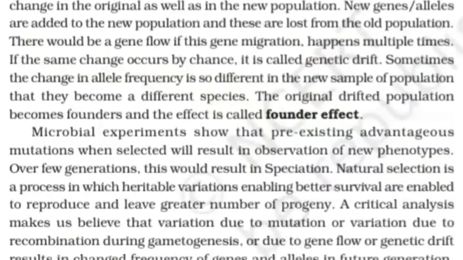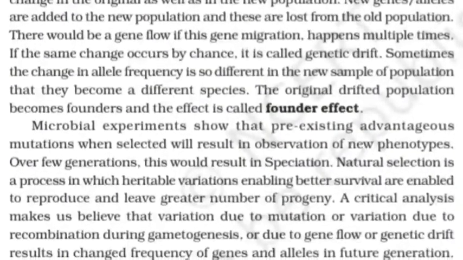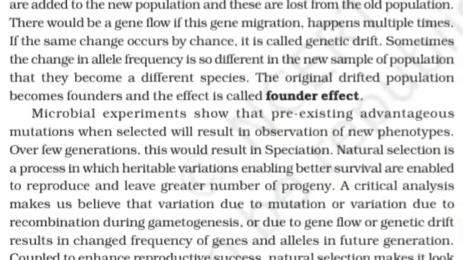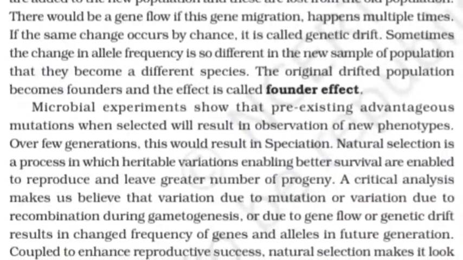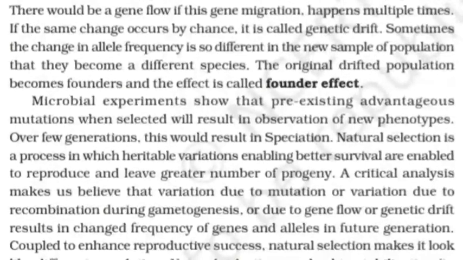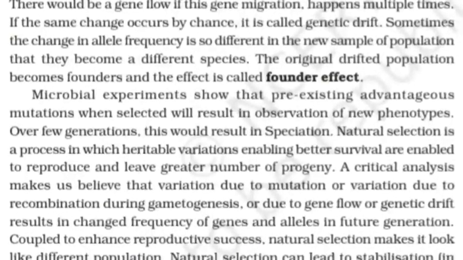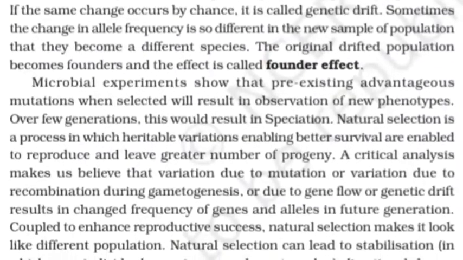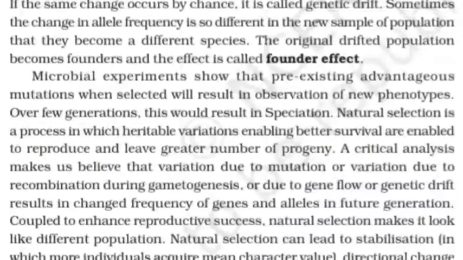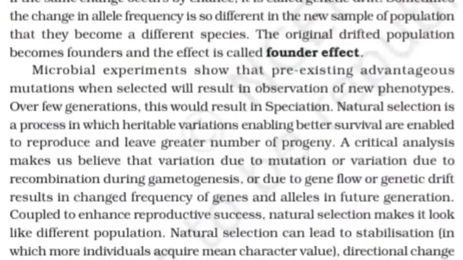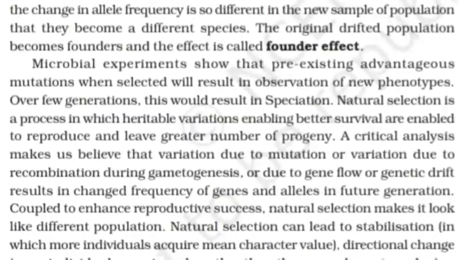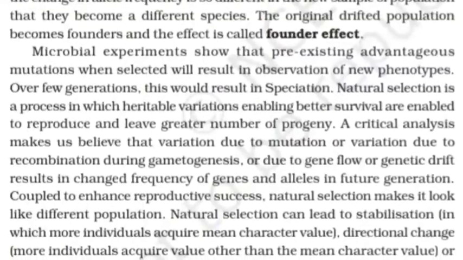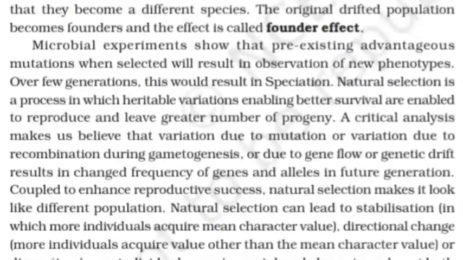If the same changes occur by chance, it is called genetic drift. Sometimes the change in allele frequency is so different in the new sample of population that they become a different species. The original drifted population becomes the founder and the effect is called the founder effect. Microbial experiments show that pre-existing advantageous mutations, when selected, will result in observation of a new phenotype. Over a few generations, this would result in speciation.